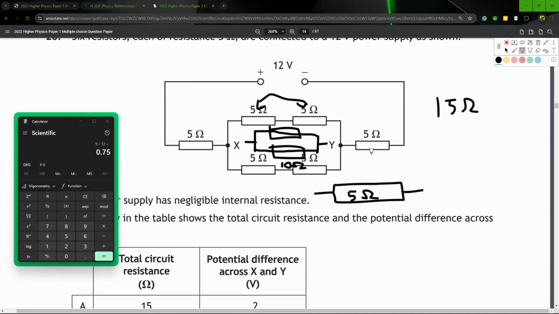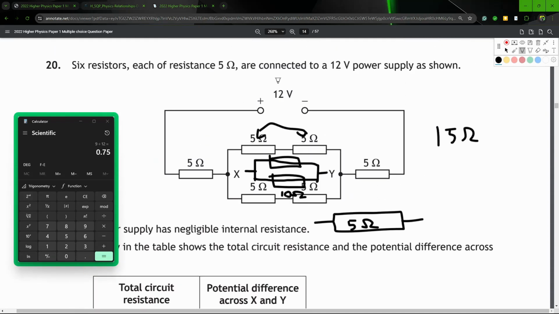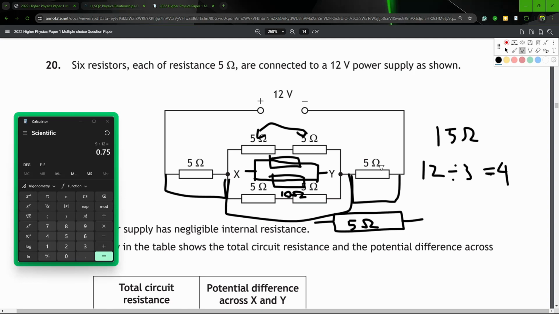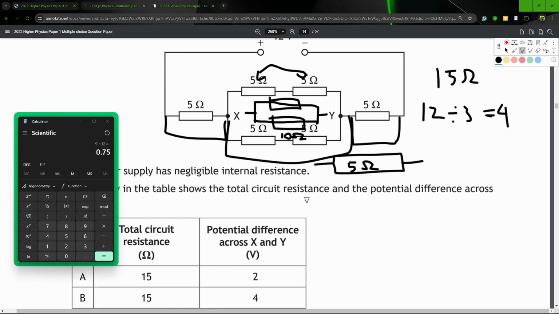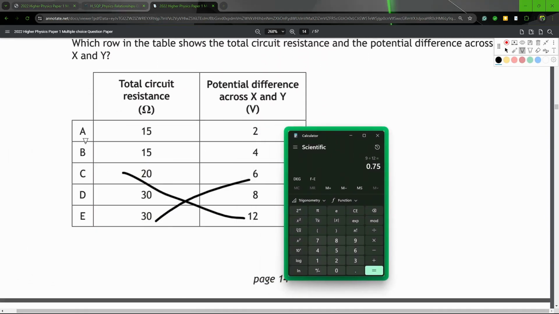So we know that this is just a 5 ohm resistor, which means the voltage has to be split evenly because it's a straight circuit. Whatever the voltage across here has to be the same as across here, because this has the same resistance as that, and the same here. So it's split equally because it's all got 5, which means if you divide 12 by 3, what do you get? Well, you get 4. Because all these resistors are the same, this resistor here would give you 4 potential difference, and this would also be 4, this would also be 4, and if you add them all together, you get 12. So it would be B.